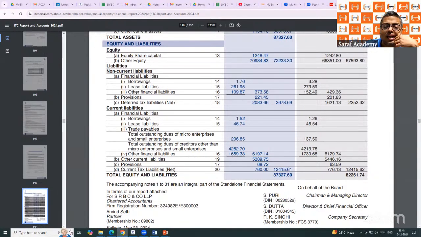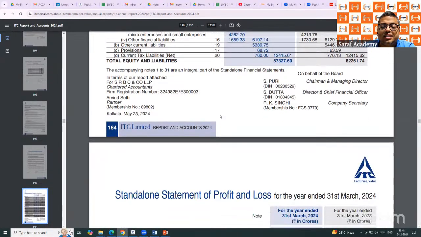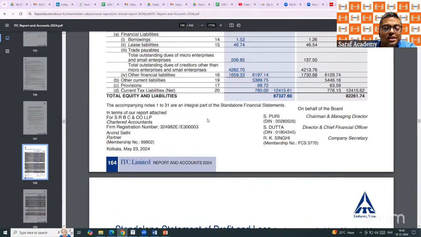The non-current liabilities, that is those liability which is payable in beyond 1 year. Current liabilities which is payable within 1 year, and the total liabilities. The assets and the liability. Who are the auditor of this company? S.R. Bartley Boy and Company is the chartered accountants, their auditor. The chairman of the company is Mr. Suri. The finance officer of the company, CFO, is Mr. Datta. And the company secretary of the company is Mr. Singhi.